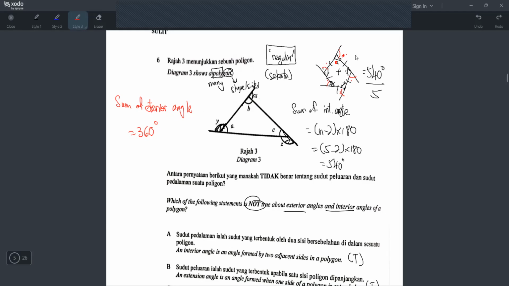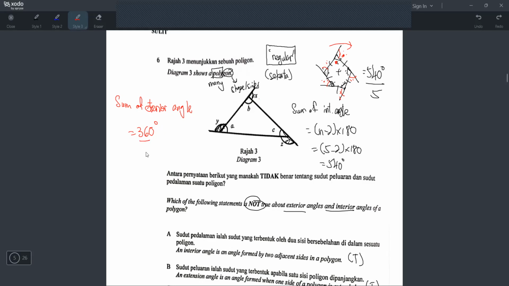So how do I explain this? Okay, imagine this thing, you spin it really fast, like you rotate it really fast. It will almost look like a circle, right? So it means when you take all the red color angles, the exterior angles added together, it will form 360.